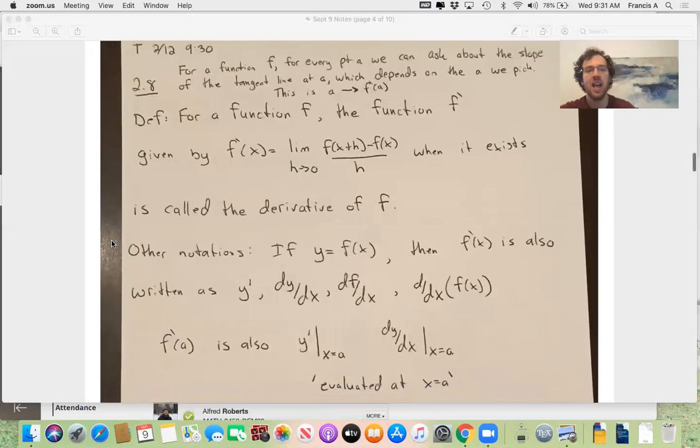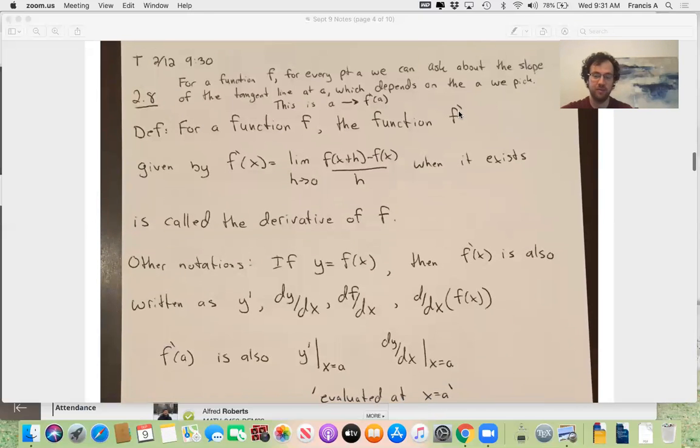First is the derivative, either the function, the derivative, or the derivative at a point. It's really important. Like I said, anytime you want to talk about quantifying how something changes, the derivative is the way to do it.